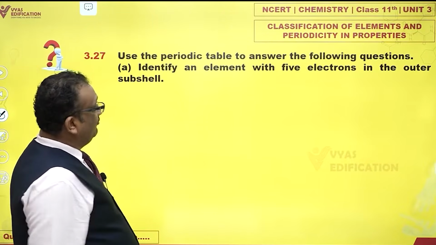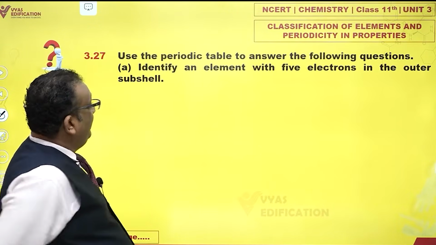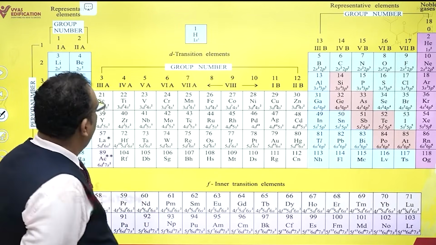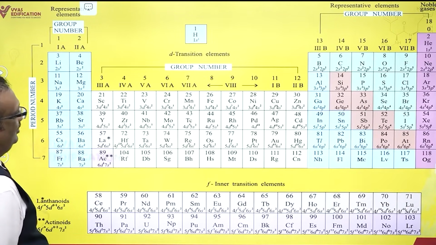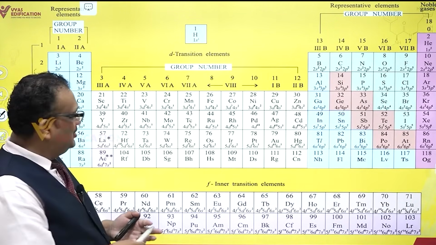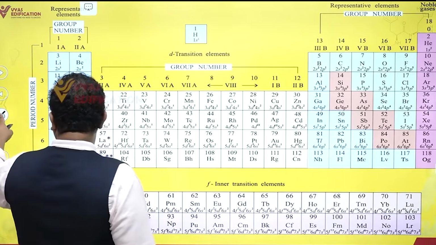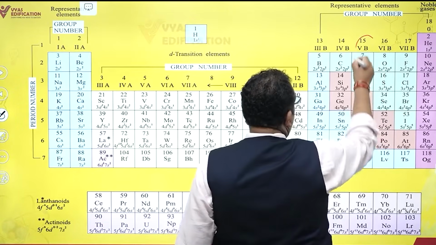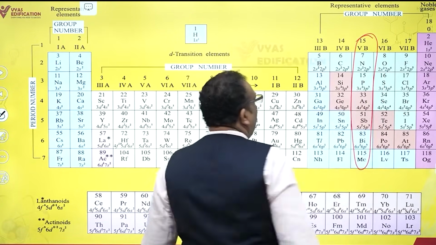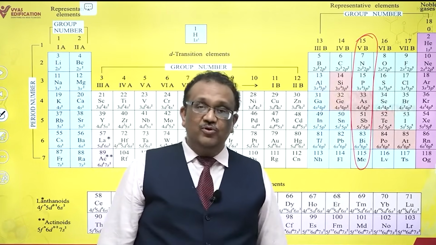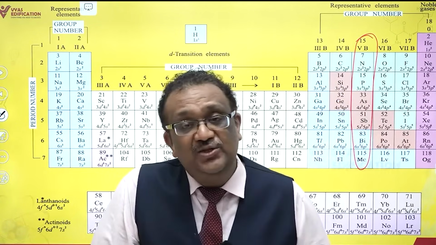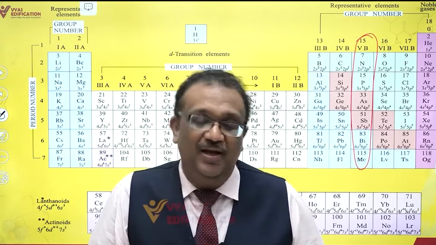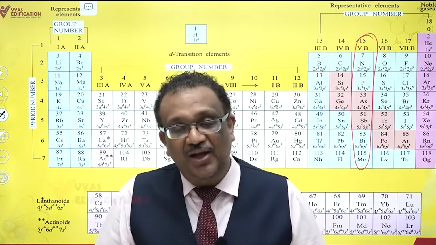Use the periodic table to answer the following questions. Identify an element with 5 electrons in the outer subshell. Well, that would be group 5, right? Yes, so that would be group 5. Group 15 should be the one you should consider. So if you have nitrogen, phosphorus, arsenic, antimony and bismuth, they have 5 valence electrons. ns2 np3, a total of 5. That is the valence shell configuration.